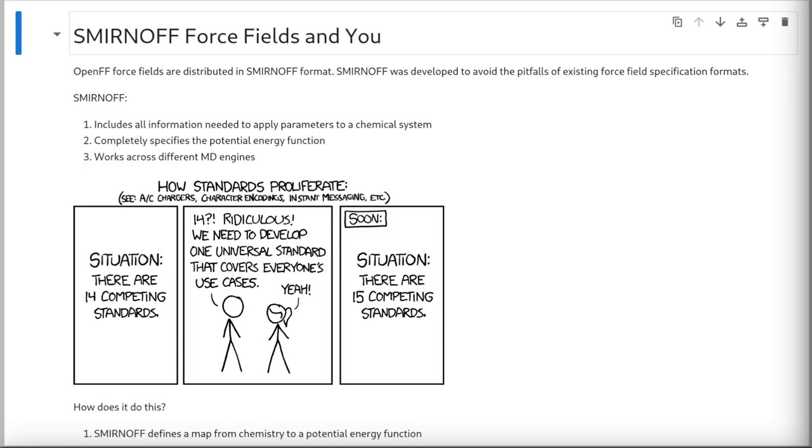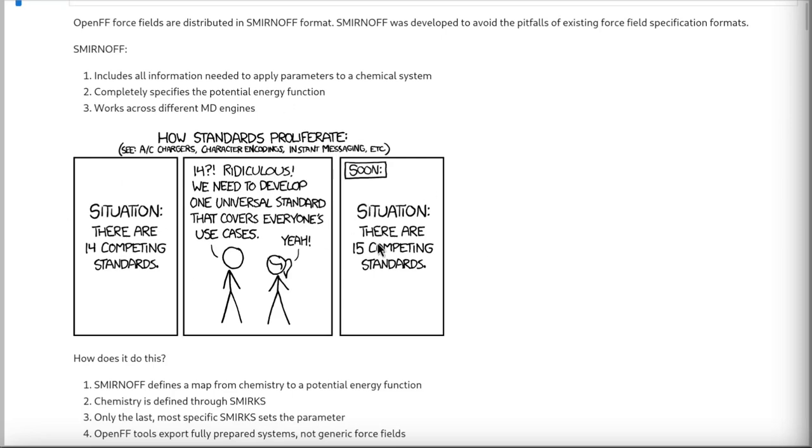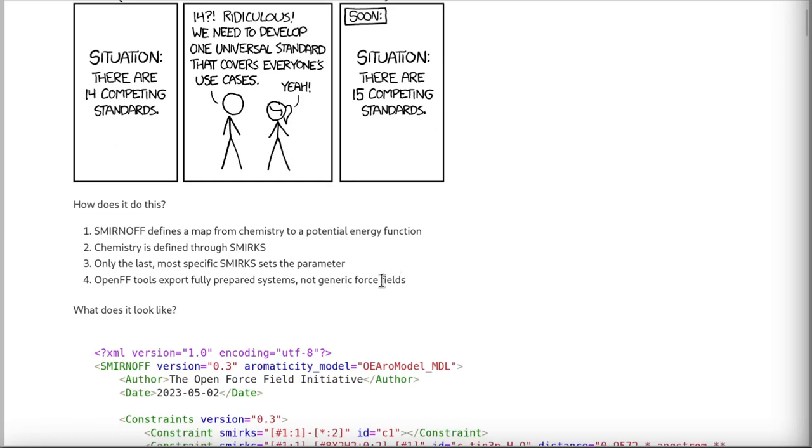The goal is not to just come up with a SMIRNOFF native MD engine, but to actually allow people to distribute a single force field format that they can use in any MD engine. But we know how standards work. So let's make this worth it. How do we do this?